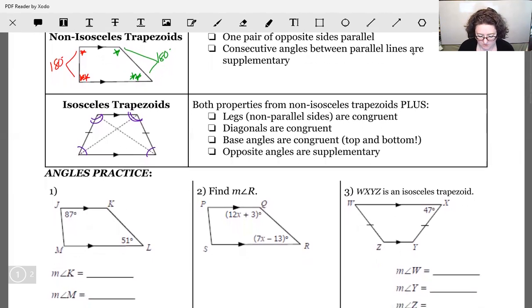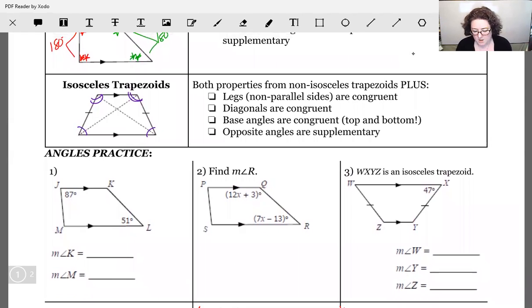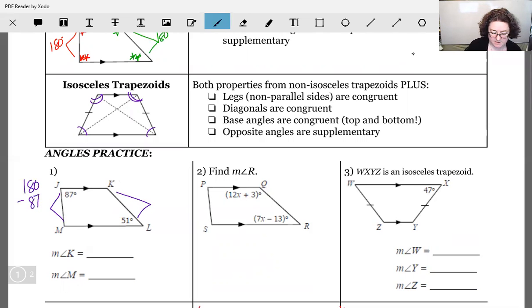So our first three, we're going to look at some angles. So these trapezoids, again, 1 and 2 are just a plain trapezoid. Number 3 is an isosceles trapezoid. So let's see how these work. So in number 1, we have 87 degrees at angle J and 51 degrees at angle L. So the only thing that we could do with this is note that our consecutive interior angles are supplementary. So that means angles J and M would add to 180, and it means K and L would add to 180.